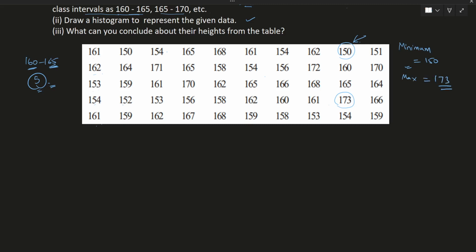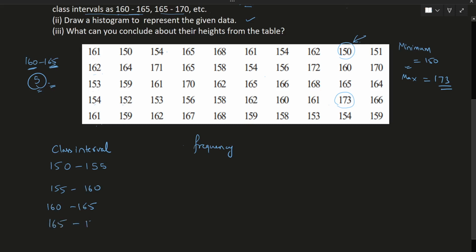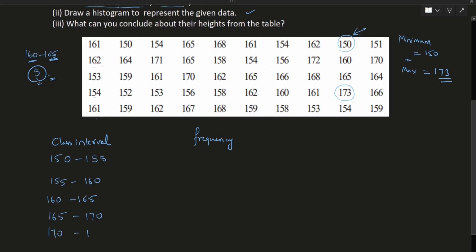So I think our class intervals will start from 150. We make columns for class interval and frequency. The first class interval is 150 to 155, the second is 155 to 160, then 160 to 165 is the third, 165 to 170, and the last one is 170 to 175. These are the 5 class intervals we have here.